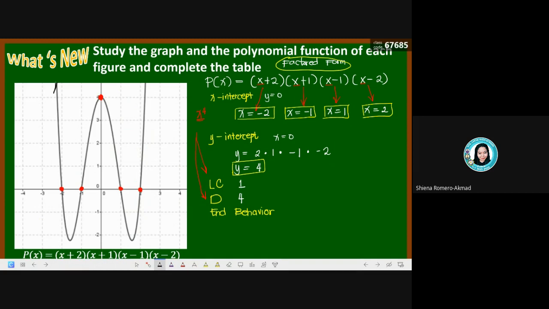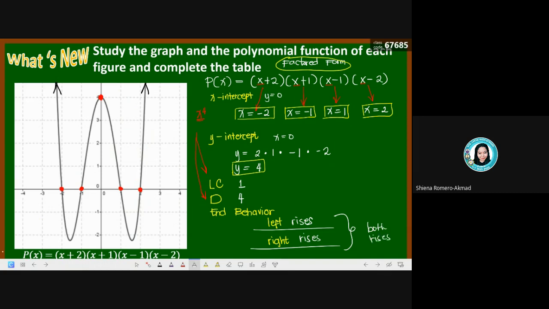That both left and right tail of the graph is rising. So both left and right rises. Okay, so let me write rises. Or simply, we can write it like this na both rises.